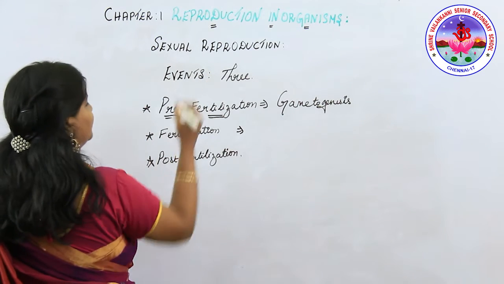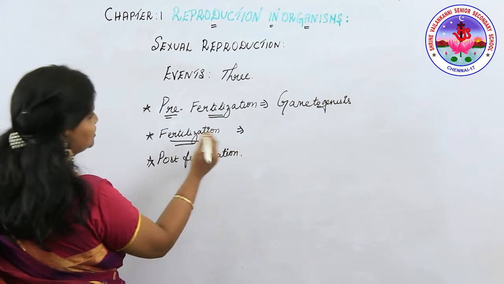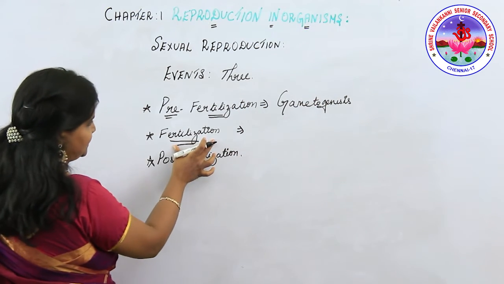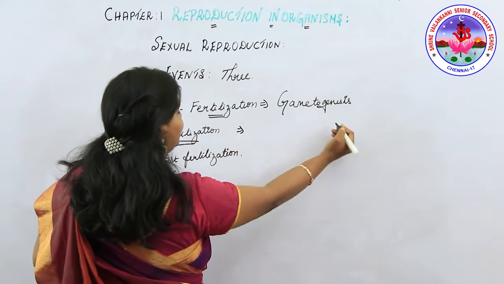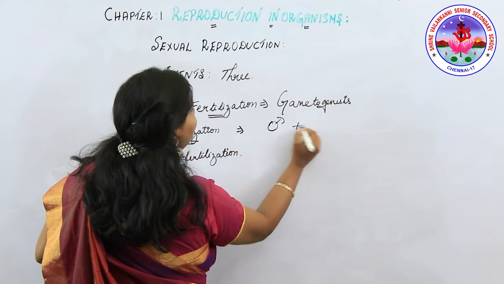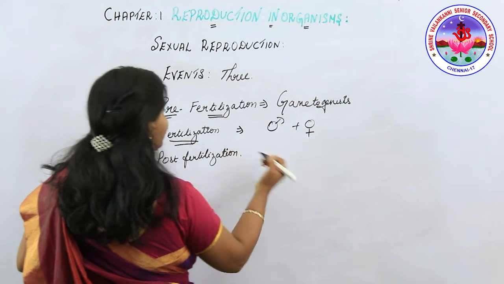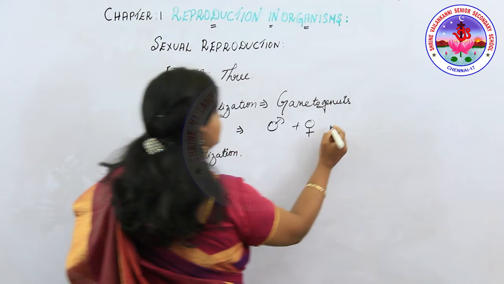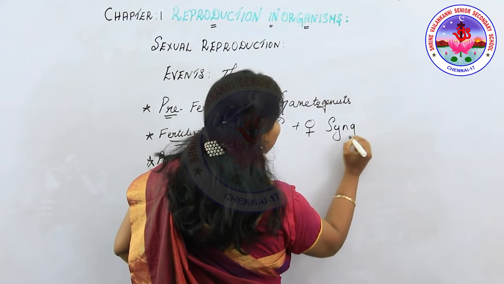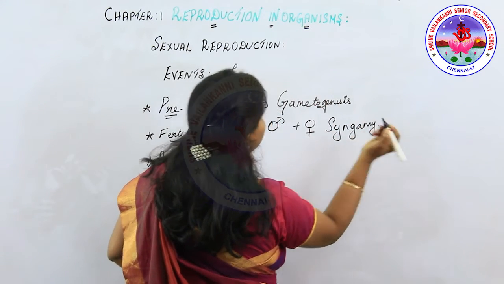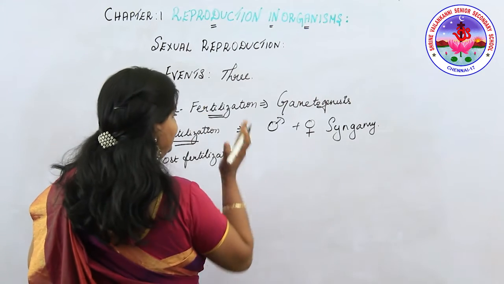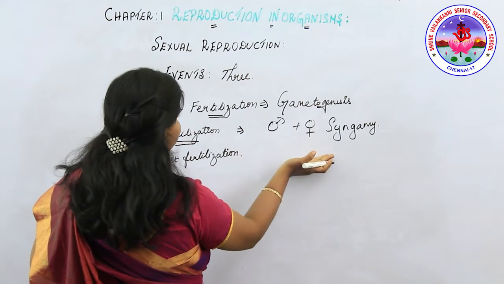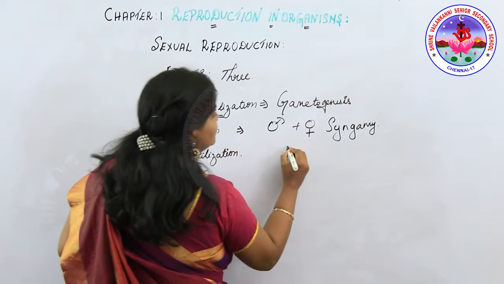The next event in sexual reproduction is fertilization. Once the pre-fertilization process gets over, next is fertilization, where the male and the female gamete are fused together. The fusion is called syngamy. The fusion of the male gamete and the female gamete results in what? Zygote.